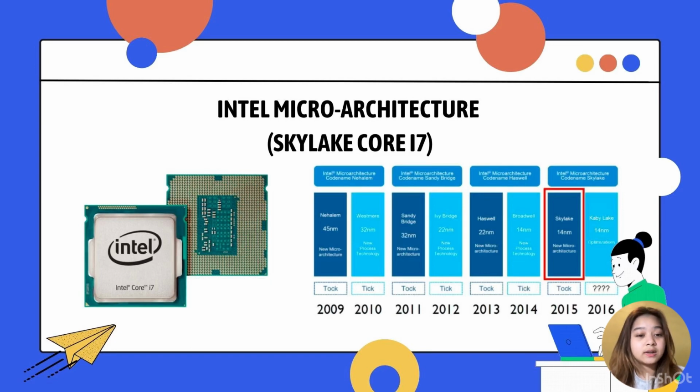However, there are many types of processors, but today we will mainly focus on and only discuss the Intel microarchitecture Skylake Core i7, which was released in August 2015.